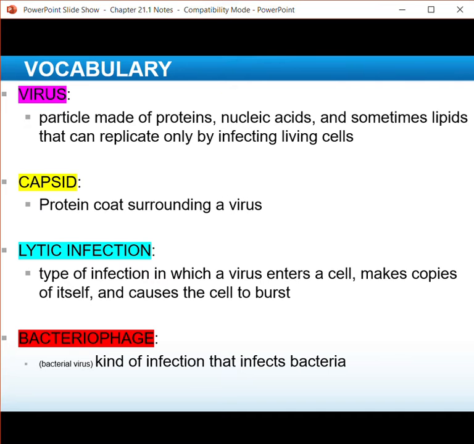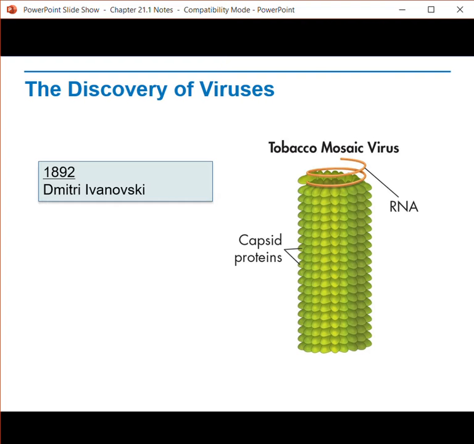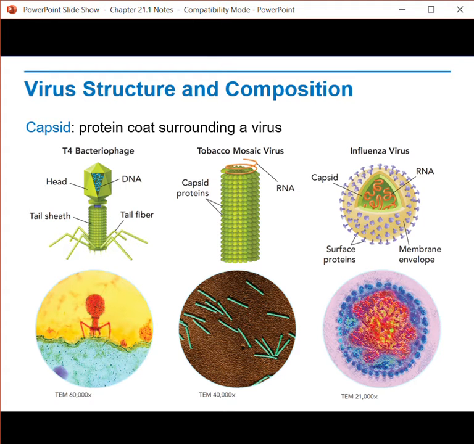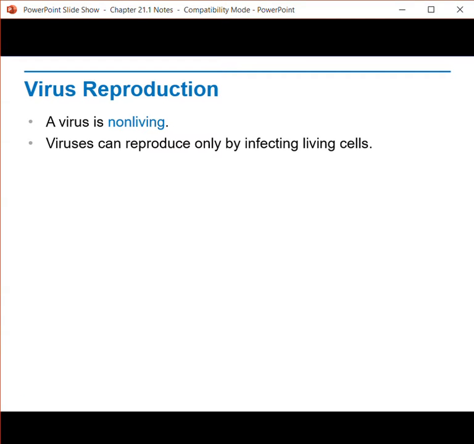These are your vocabulary: virus, capsid, lytic infection, bacteriophage, lysogenic infection, prophage, and retrovirus. We talked about the discovery of viruses a long time ago, and we also talked about the virus structure and composition, meaning what does it look like, how is it made, and virus reproduction, saying that it's non-living and it can only reproduce by infecting living cells.